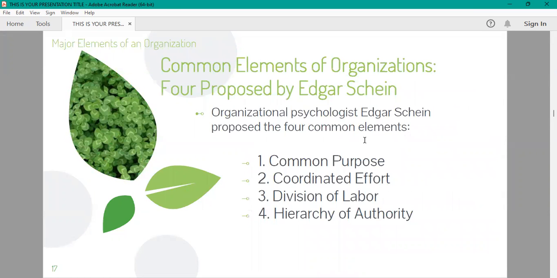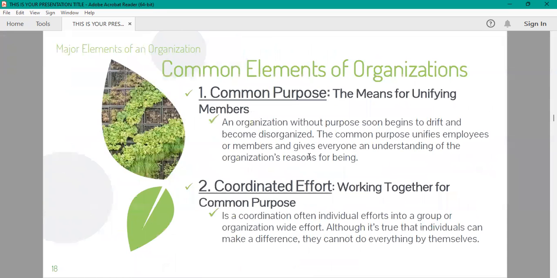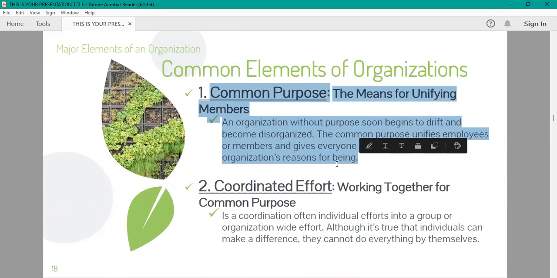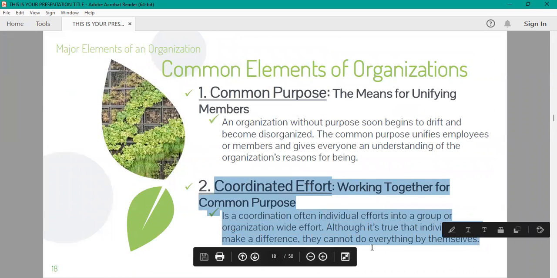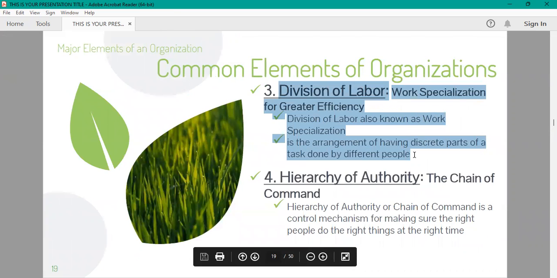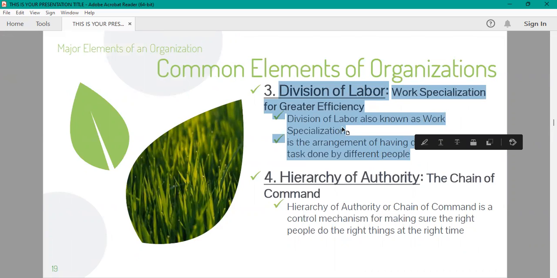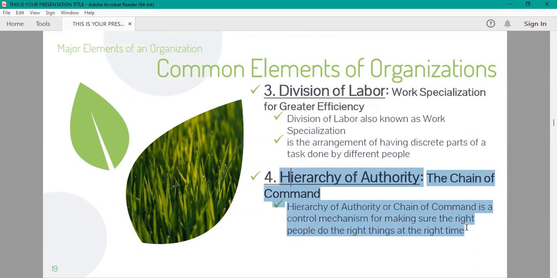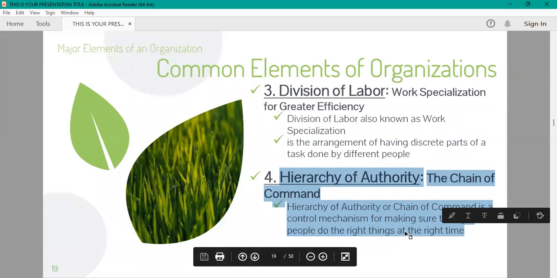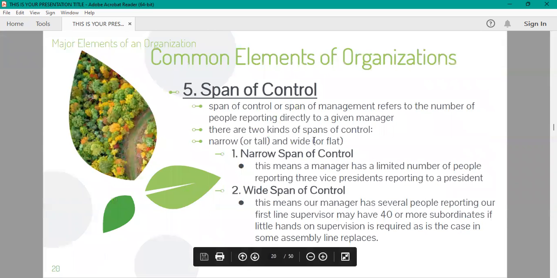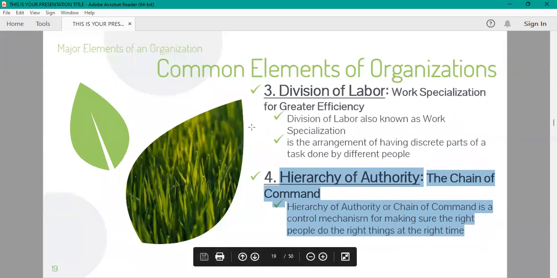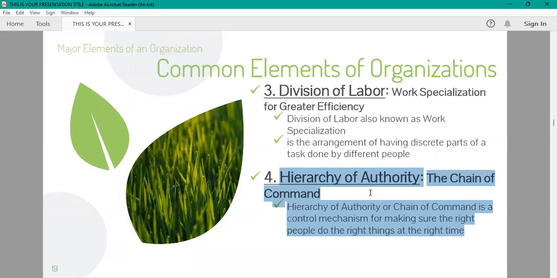So just a brief summary, okay? Some elements of organization, we have 4. The first one, common purpose. It could be the mission, vision, goal. Next would be coordinated effort. So you need to work together, camaraderie with one another. Third would be division of labor. So all of you should be assigned tasks that are suitable for your skill set or for your knowledge. Fourth would be hierarchy of authority, the chain of command. So whether it is a narrow hierarchy or wide hierarchy.